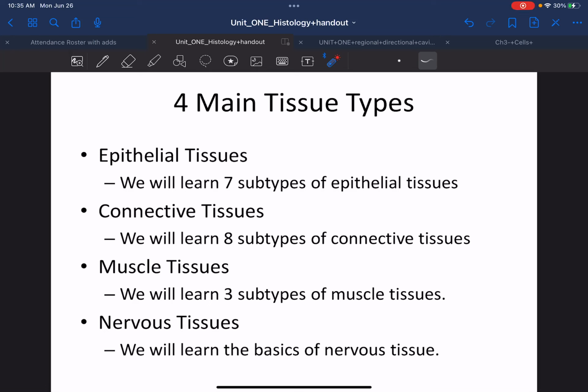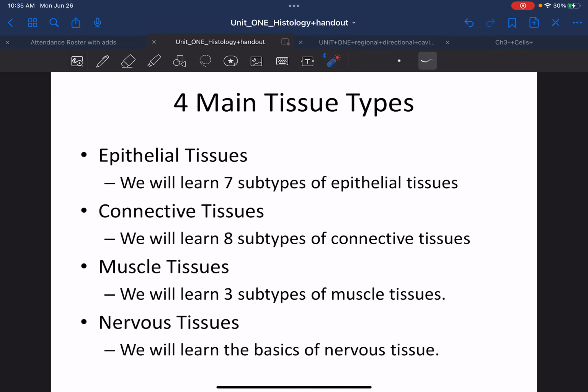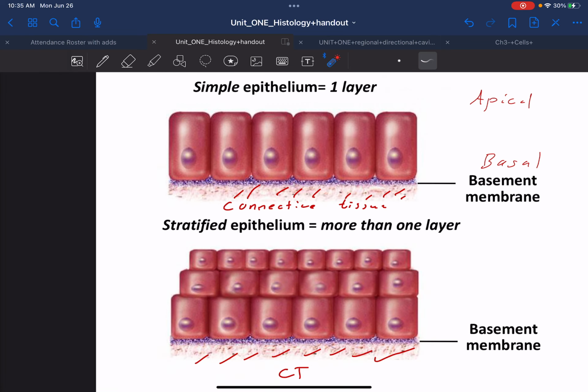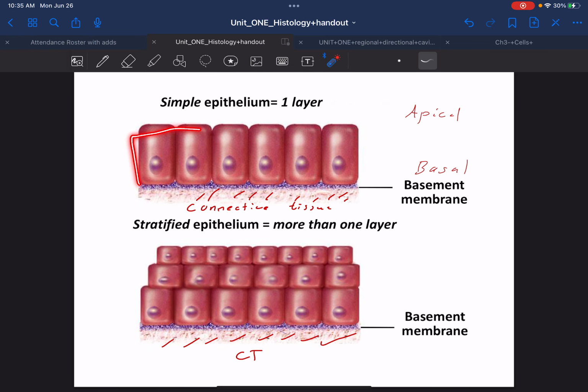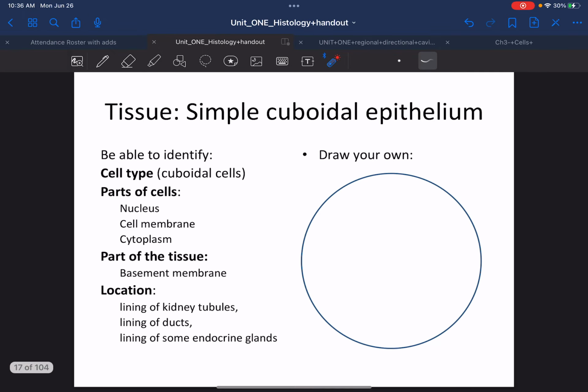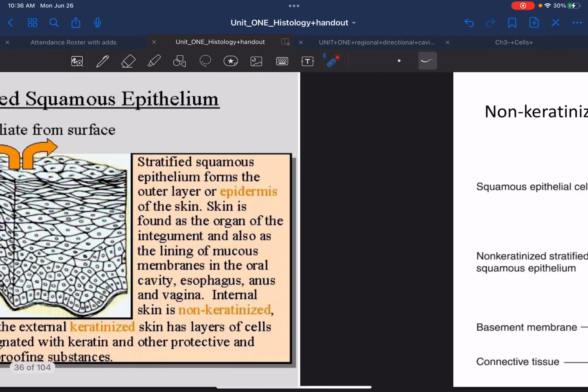All right, so we left off on connective tissue, and we have 8 more tissues to learn. And so let's jump to the connective tissue portion. And as a reminder, try to remember that all epithelial tissue is considered a surface tissue and has a membrane underneath, and then it's followed by connective tissue. And so let's get to the connective tissue part.